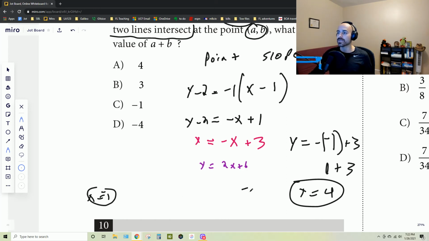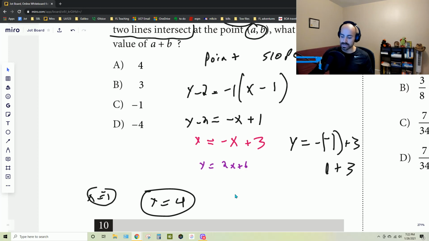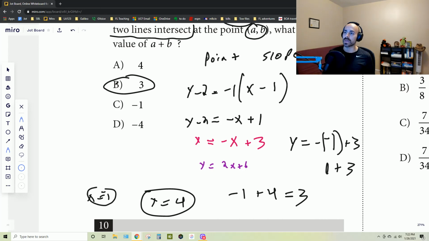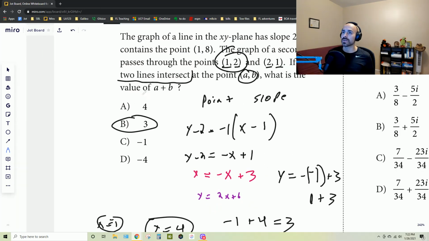And then we add them together, we're going to add these two values together, which means it is now negative 1 plus 4, which equals 3, and the answer is B. Remember, they want us to solve for the value of a plus b, where a represents the x coordinate and b represents the y coordinate.